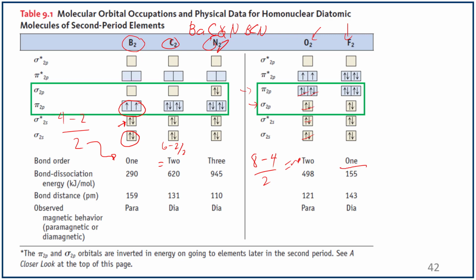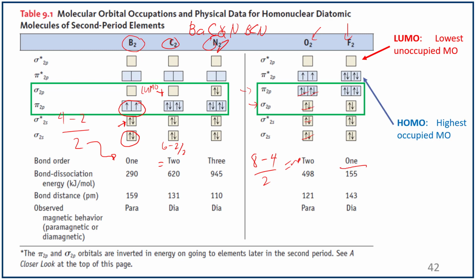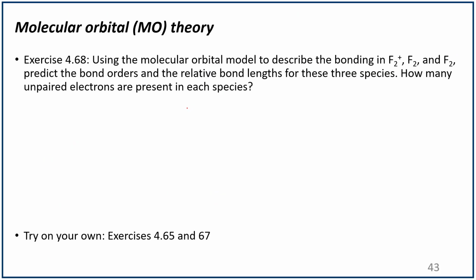Now, a few things that I'd like to define here. First, this empty orbital in fluorine is called the LUMO. It represents the lowest unoccupied molecular orbital. The LUMO, for example, for dicarbon is this. And then the HOMO will be the highest occupied molecular orbital, in which case for fluorine that's pi star 2p. And the HOMO, for example, for dicarbon is just pi 2p. We will work on this problem in class.